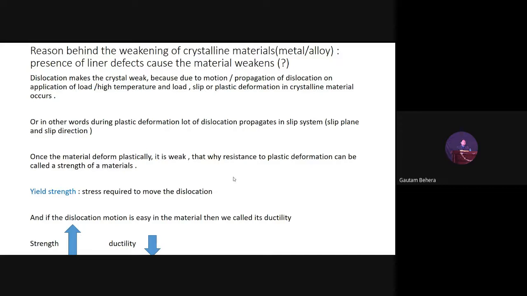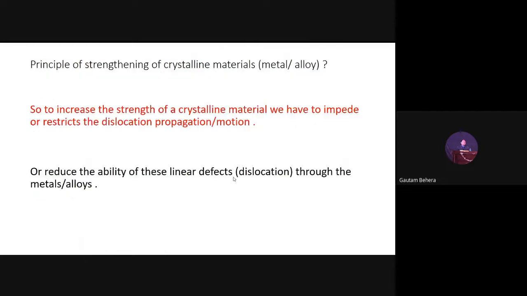The simple way to increase the strength of the material is to restrict the motion of dislocations. You understood now? By restricting the motion of dislocations, or by impeding the propagation of dislocations, we can increase the strength of the material. That is the principle behind the strengthening, right?